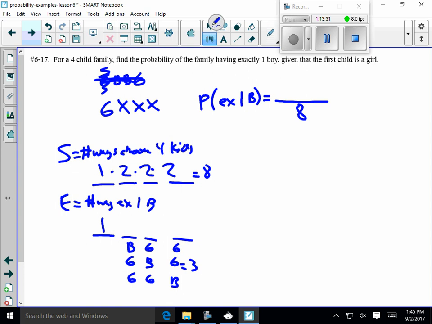So 3 of the orderings have 1 boy, and 8 of the orderings have any number of boys after the first girl. So that probability would be 3/8, or 0.375. Okay? There may be other strategies, but I think that's probably the best way to think of it. Okay, let's look at another one.